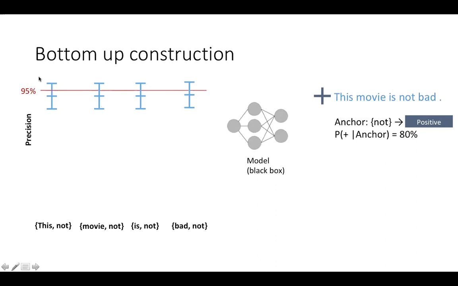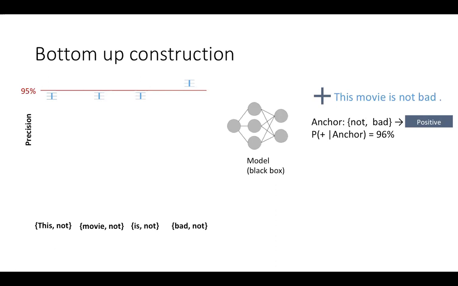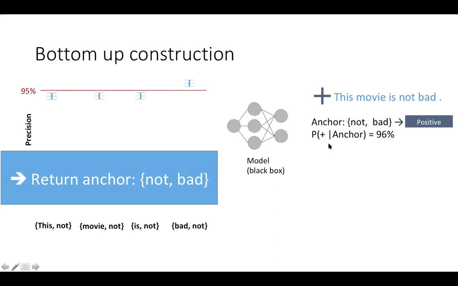Now, again, with this pair of anchors, you start querying the model. And what you obtain is as follows. Only the not bad anchor actually surpasses the 95% confidence interval. And the precision is 96%. And therefore, you stop at this point because your threshold criteria has been obeyed and you have got your necessary set of anchors. In this case, these are not and bad. So if there is a not and bad in your anchor set, then with very high confidence, whatever interpretation you are generating would be highly precisely positive.